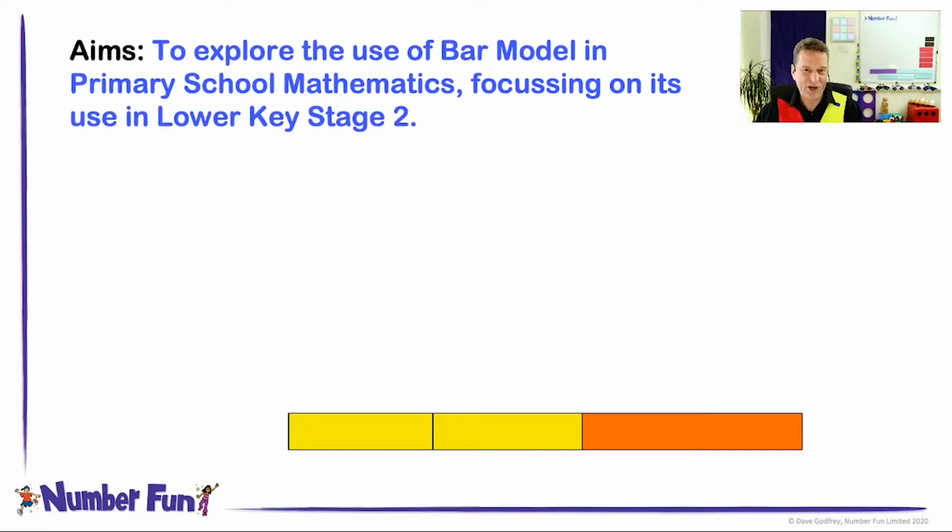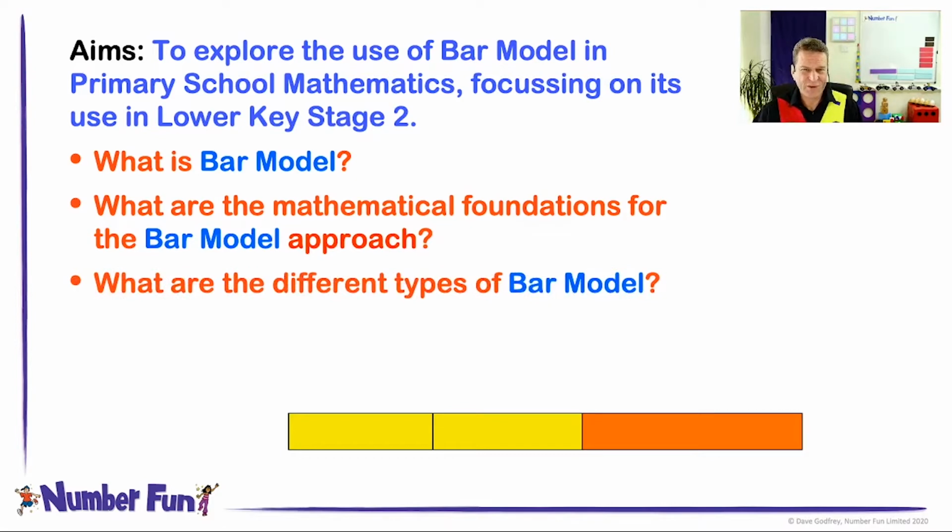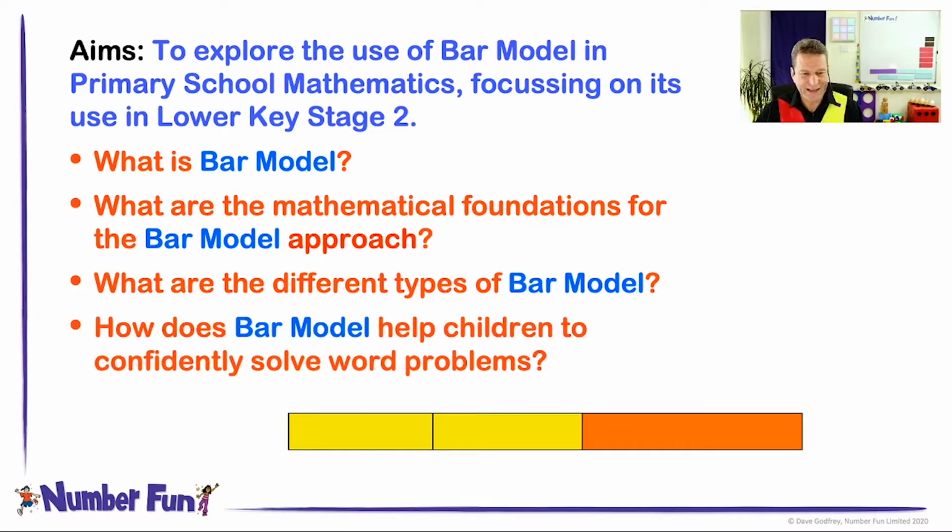So let's take a look at our aims then. We want to explore the use of bar model in lower key stage two. We need to understand what is bar model. We need to explore the mathematical foundations for bar model, and that will mean we need to take a look at foundation stage and key stage one use of bar model. We need to understand what the different types of bar models are, and there's definitely more than one. And we also need to understand how bar model helps children confidently solve word problems.